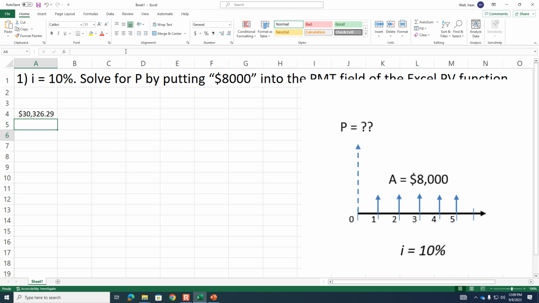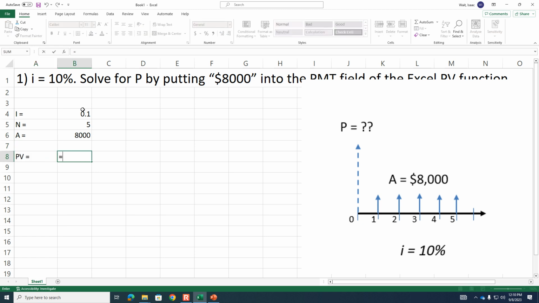Okay? Now, usually I'm not going to want to type numbers directly into the function because what if I want to change the interest rate? It would be tedious to go in and manually edit the function. So let me show you, most of the time what we'll do is we'll have some sort of a field where we type in the interest rate like just as a number, so 0.1, and here I could have for example n equals, and here I'll put the number 5, the annual series is equal to 8,000, and then here I'll say PV, and then equals PV.